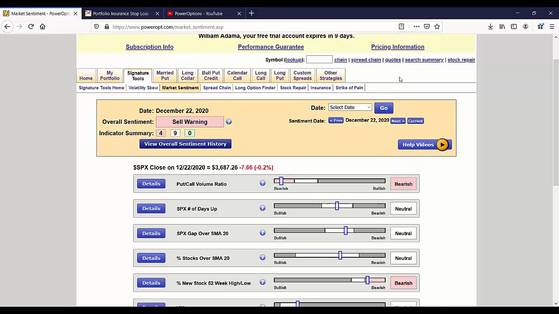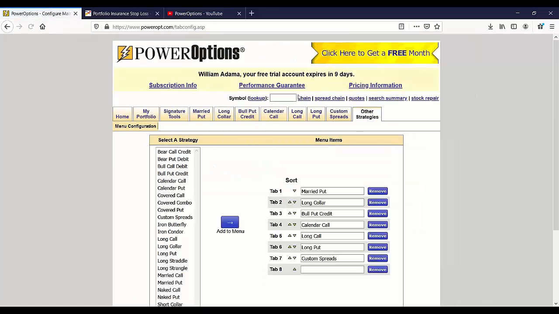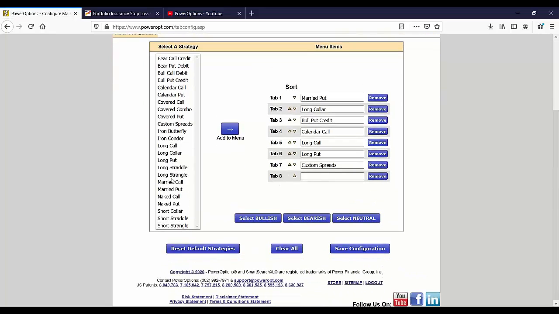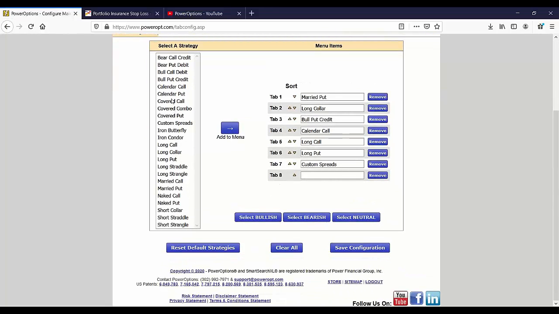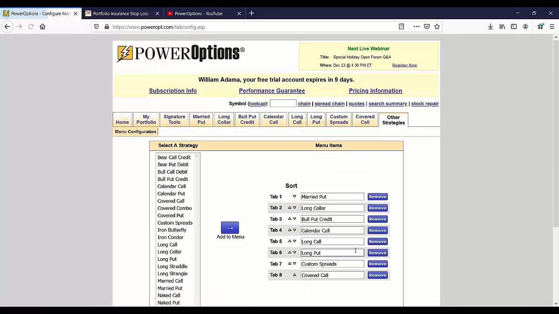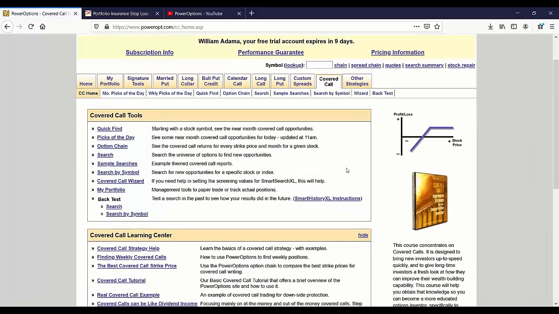Now, all that being said, is now the time not to do a covered call position? I've got to go into the other strategies right now simply because I don't have covered call added into my screen, my available tabs. So let's save that configuration. Now we can go into covered calls.